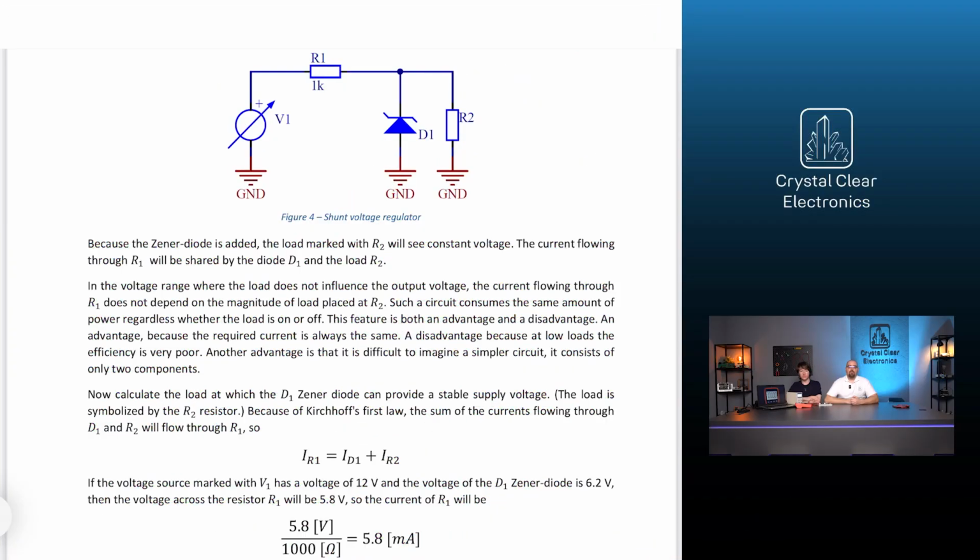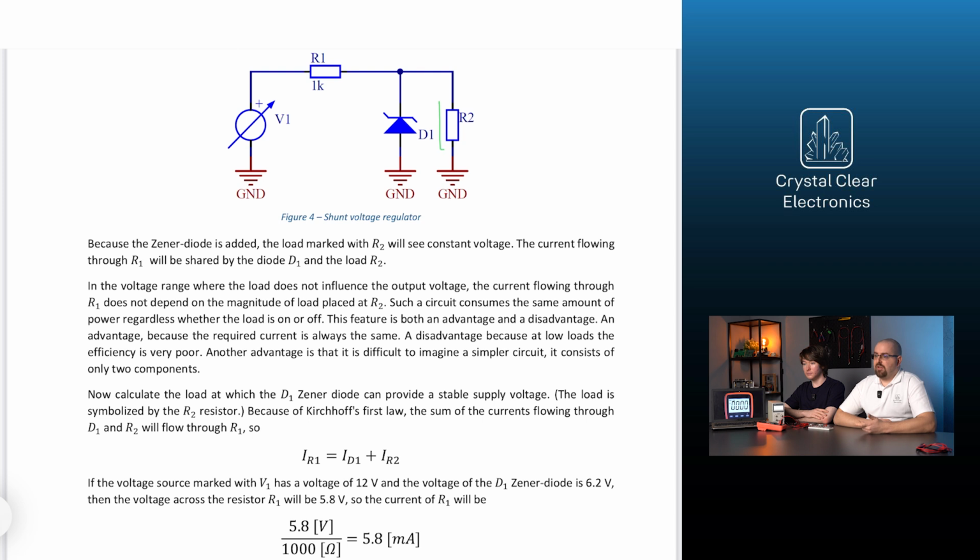In our previous video, we demonstrated the Zener diode voltage regulator, but the schematic didn't include the load. Yes, we haven't dealt with this so far. In the schematic, we represent this load of some kind with a resistor. Because the Zener diode is added, the load marked with R2 will see a constant voltage. The current flowing through R1 will be shared by the diode D1 and the load R2.